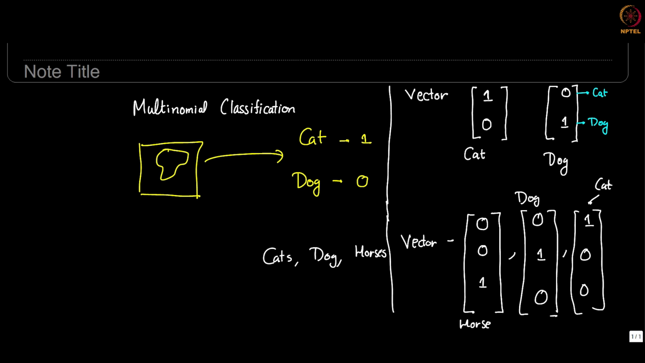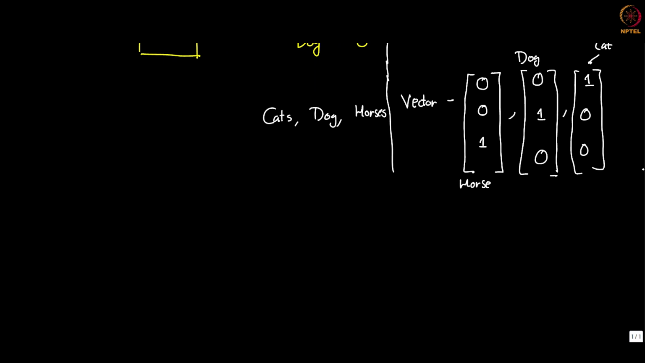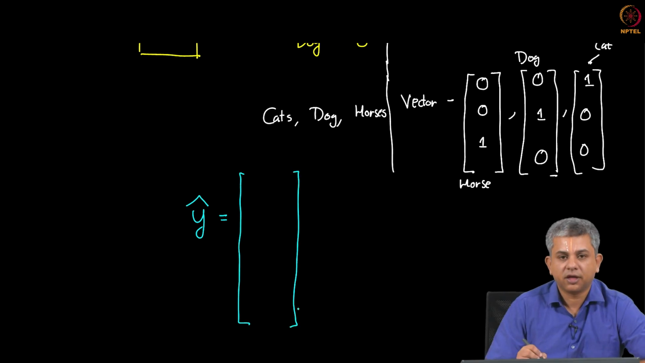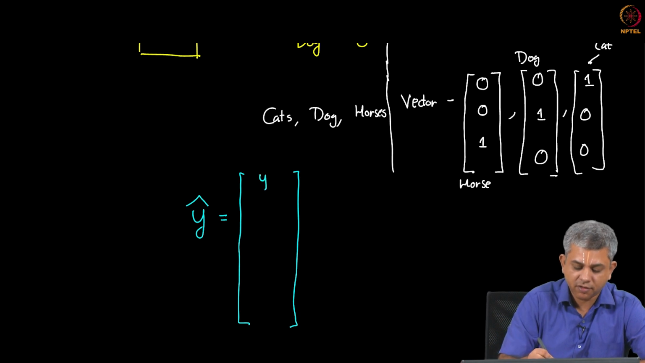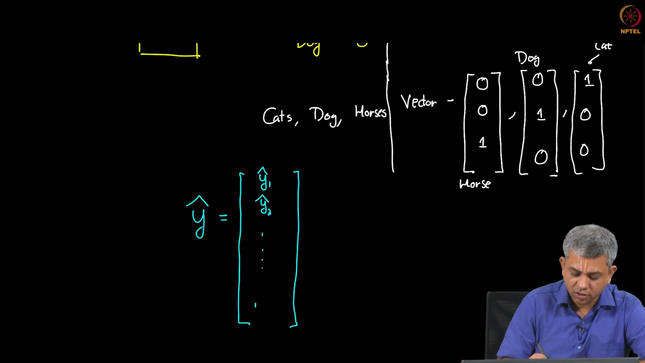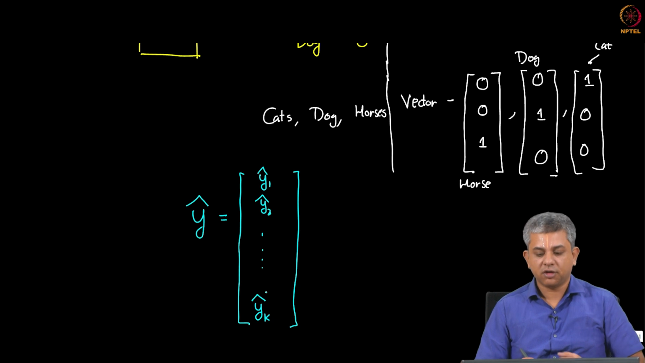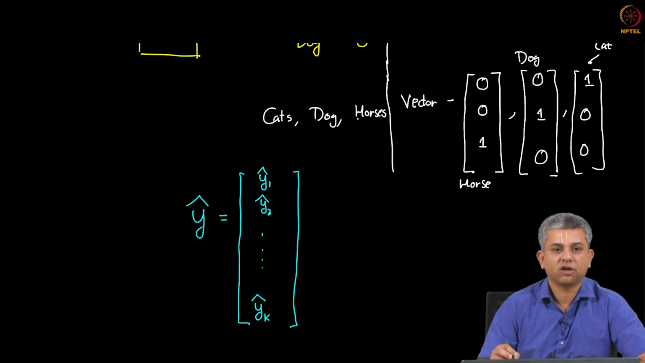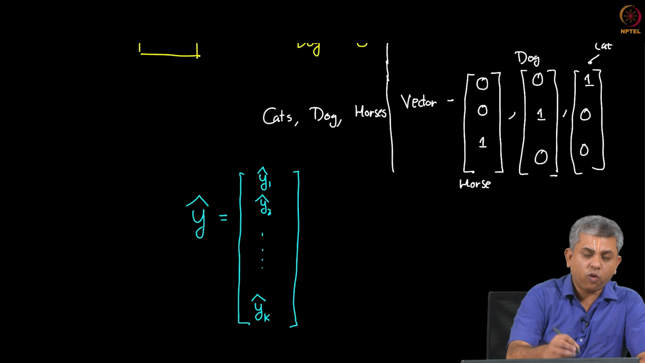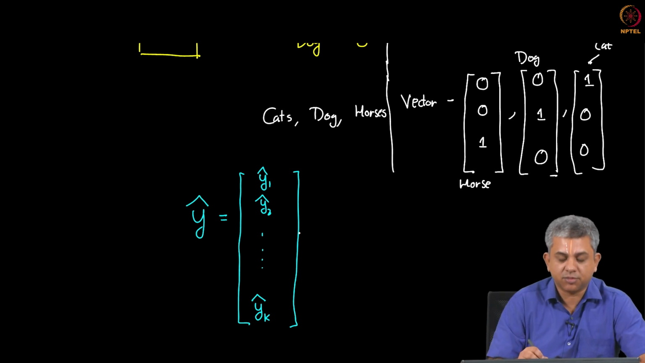1 0 0 for a cat. In general, if our prediction is y hat, it is going to have k elements, y hat 1, y hat 2, so on and so forth up until y hat k. So, k was 3 in our cats, dogs, horses example. What is the meaning of each of these terms? Let us think about this carefully.